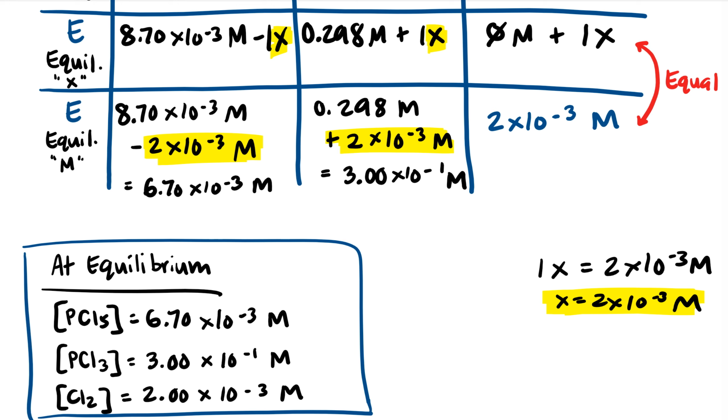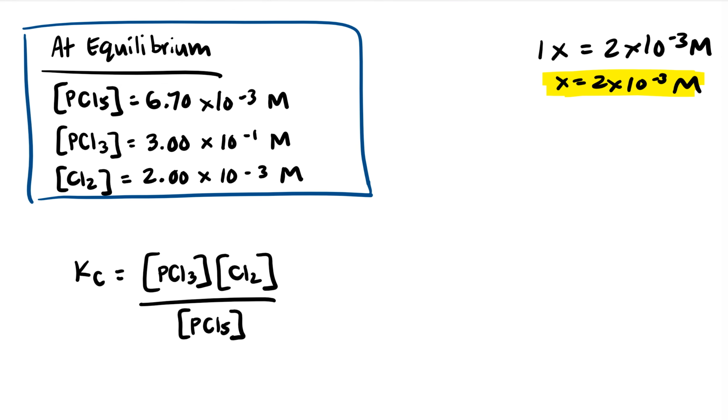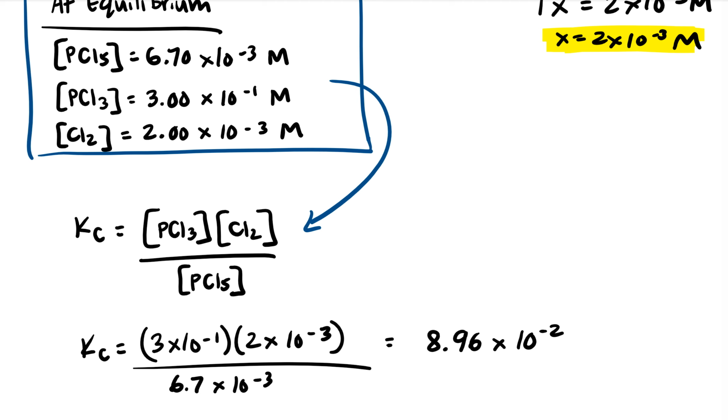Now to calculate the value of Kc, first start by writing the Kc expression. We know that's products over reactants, using square brackets for concentration. Exponents come from the coefficients from the balanced equation. Now you're going to plug in the equilibrium values into that Kc expression. And we get a Kc answer of 8.96 times 10 to the negative 2. Double check your Ks. Remember two things about K: always positive and doesn't have units.